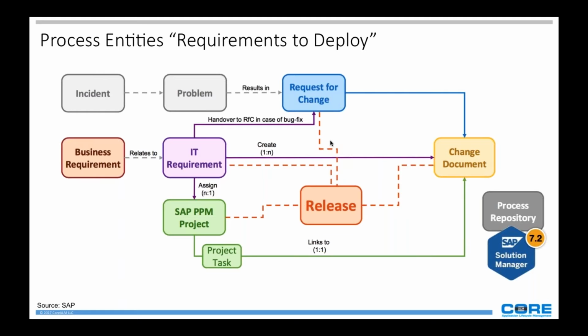So then from your IT requirements, you can come in and create a request for change, right? And the request for change will turn into a change document, and then eventually will be deployed into production. But the difference is that now you have traceability and visibility from the very early stage of the process, from the business requirements all the way to deployment. So it's very easy to identify who worked on that, who requested, what was requested. Everything is collected. Every step is in logs in the Solution Manager.